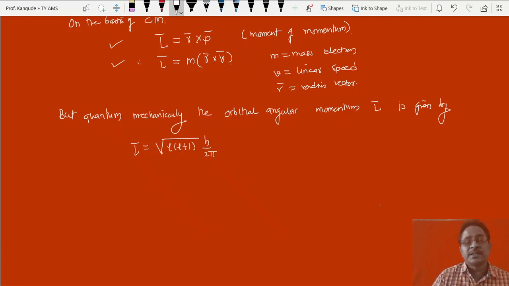Remember, as I said on that day too, you have not yet learned quantum mechanics. In the next semester you are going to learn it, but how to define angular momentum classically and how to define it quantum mechanically are two different concepts. Orbital angular momentum classically is shown by the equation above, and quantum mechanically it is defined by L bar is equal to root of l into l plus 1. So remember, this l here is the orbital angular quantum number, small l, and based upon that this L bar is given here.